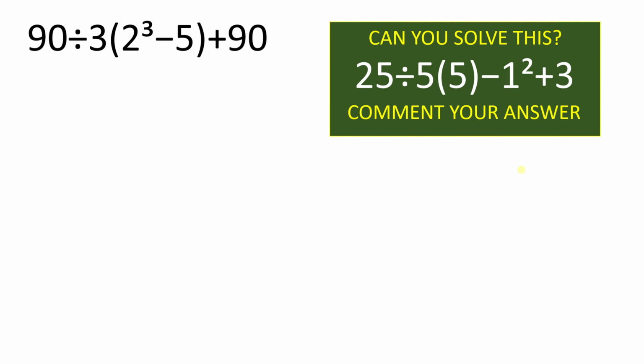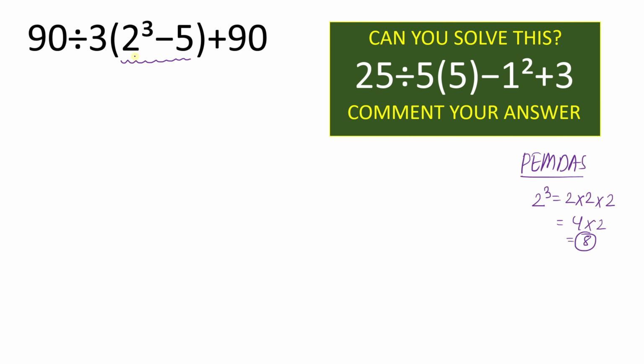Okay, time's up. We have our question: 90 ÷ 3(2³ − 5) + 90. We will solve with the order of operations, PEMDAS method, and according to that we have to solve first this parenthesis part, which has inside it 2³ − 5. The exponent part, 2³, is nothing but 2 times 2 times 2, and 2 times 2 equals 4, times 2 is 8.